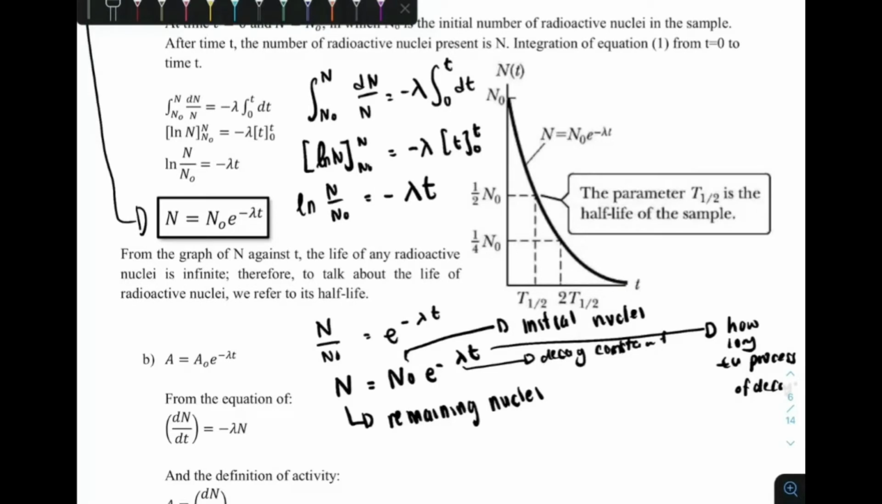So slowly it will decay, meaning the number of nuclei will decrease over a period of time. Okay, so we associate the process of decay from the initial number to half of its initial number. The time here we call the half-life. The parameter T half here is the half-life of the sample.